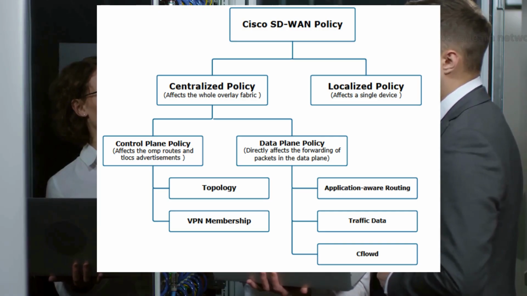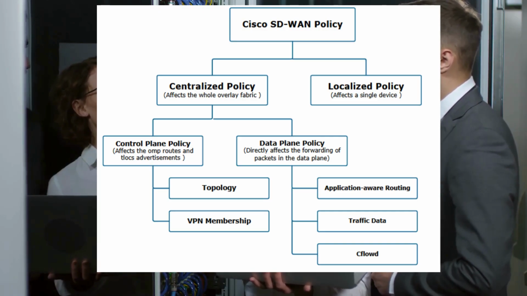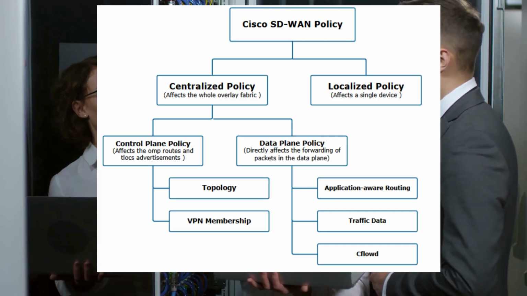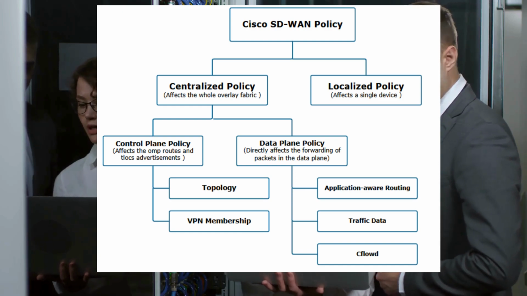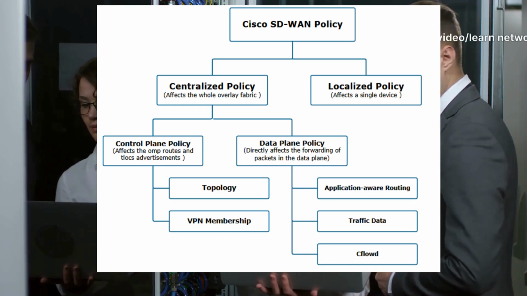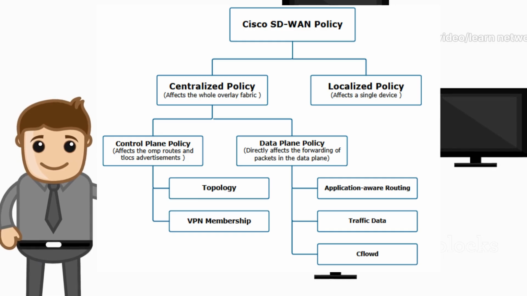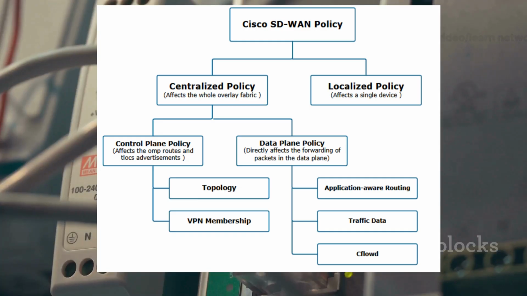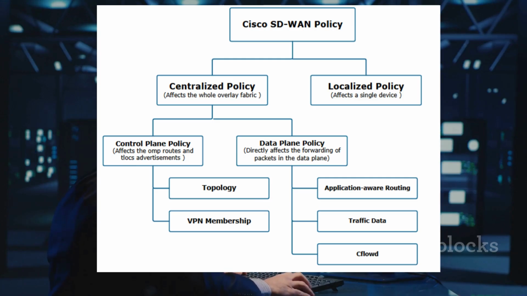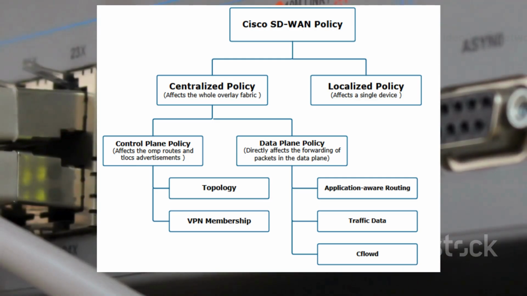The purpose of control policies is to modify or control the exchange of routing information between vSmart controllers and WAN edge routers. Use cases include traffic segmentation, route manipulation, topology control, for example hub and spoke, and route filtering. Types: route policies, which match or modify BGP and OMP routes, and topology policies, which define how traffic flows, for example full mesh versus hub and spoke.